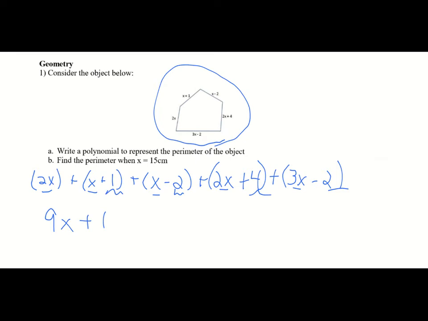And now what they want us to do is to evaluate the expression when we have x equals 15 centimeters. So I'm going to plug in 15 for x. So I'm going to do 9 times 15 plus 1. And when you do that math, 9 times 15 is 135 plus 1 is going to give me 136. And they gave us a unit of centimeters, so the distance around the figure if x equals 15 is 136 centimeters.